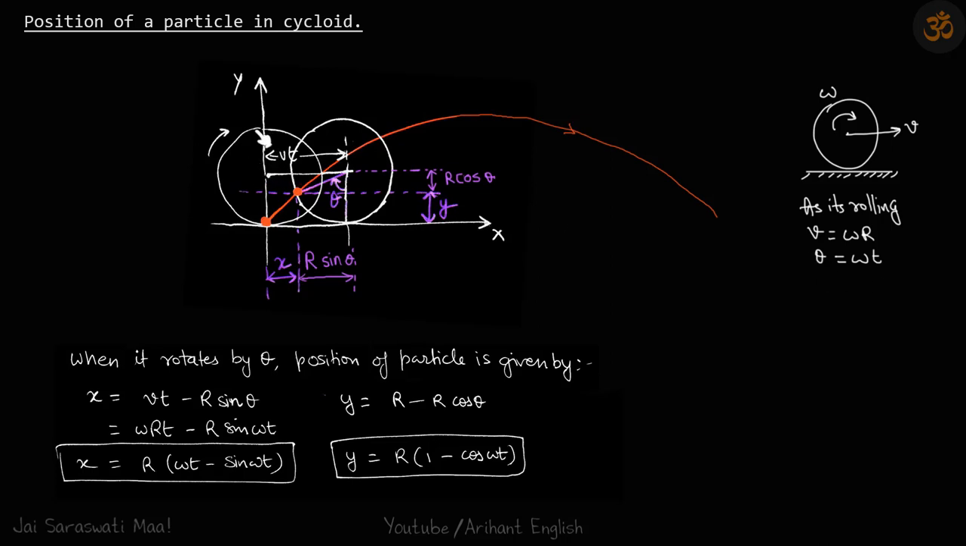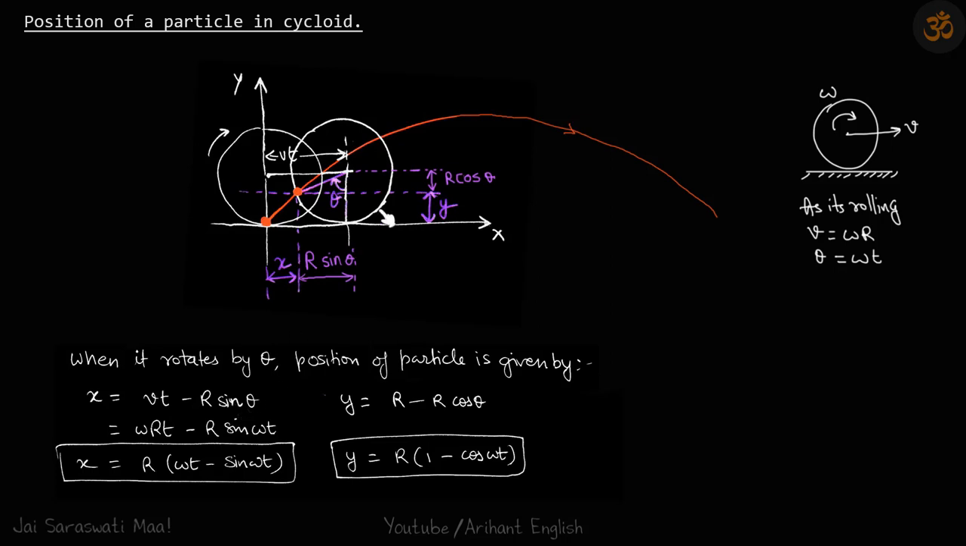So here, let's say this disk turns by angle theta. Clearly the center of this disk will move forward by vt. Now let's write the x and y coordinates of this point. The x coordinate is vt minus r sine theta. This distance is r sine theta. So x is vt minus r sine theta.